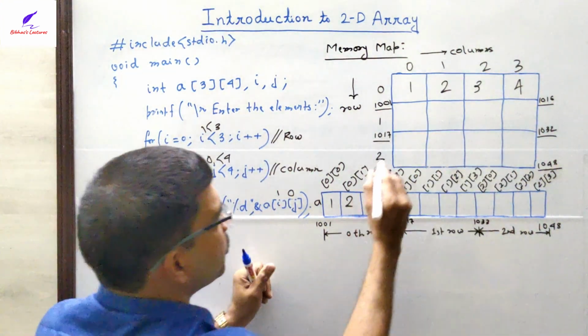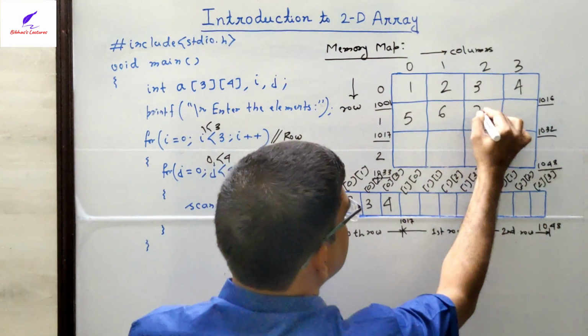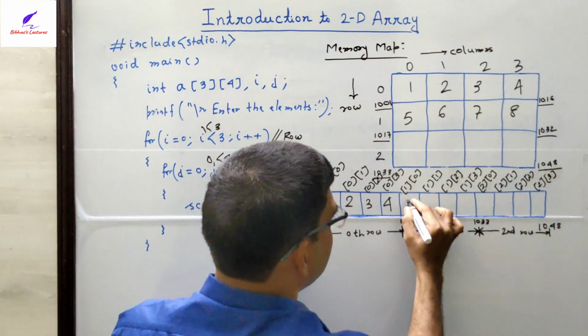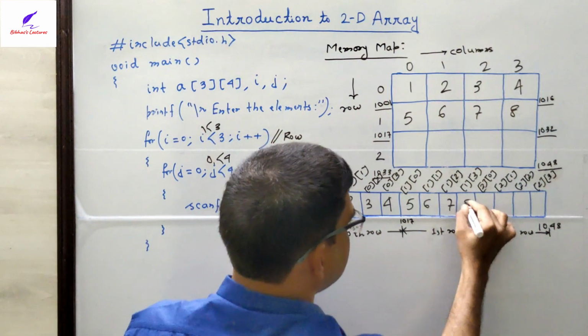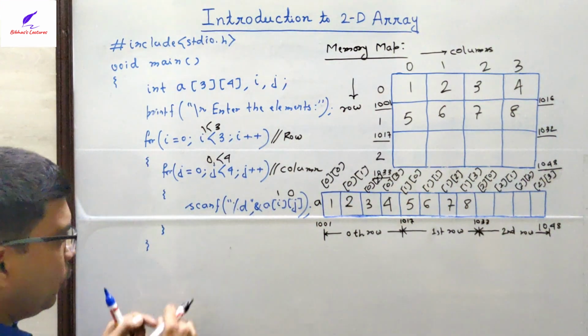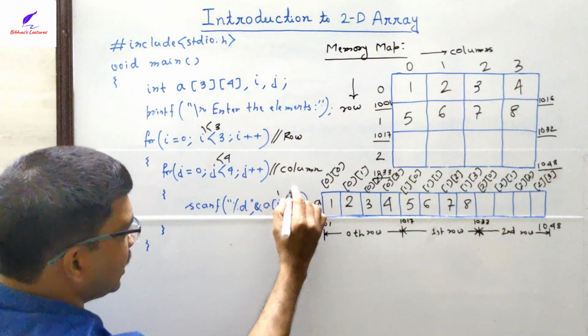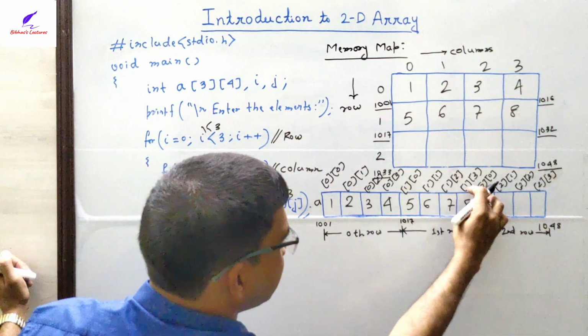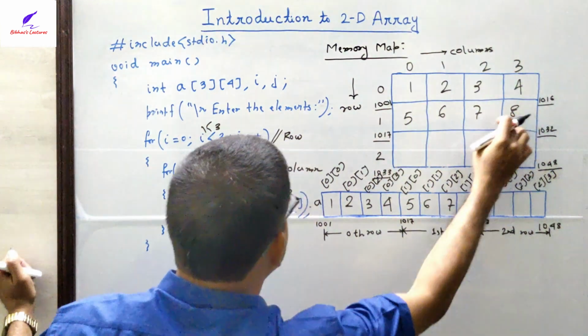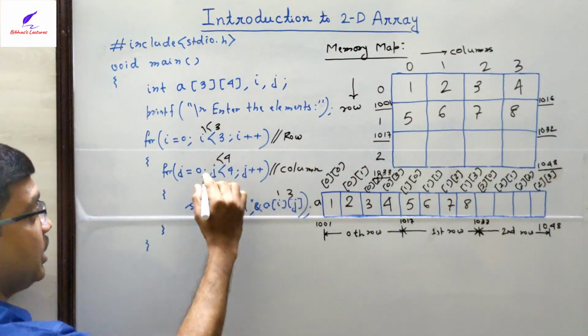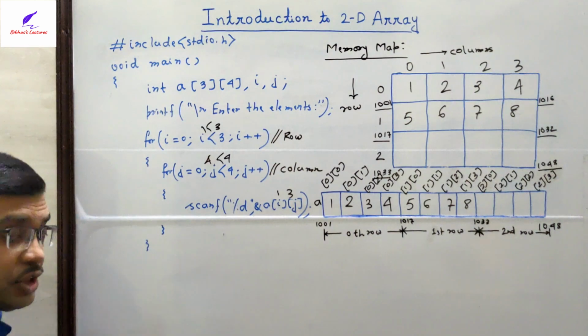Okay, so this way, suppose it is taking 5 6 7 8, these 4 values, for the second row. Now when this loop, after taking the value for a1 3, you check, this is a1 3, the j value will be incremented from 3 to 4. Now the condition will become false.